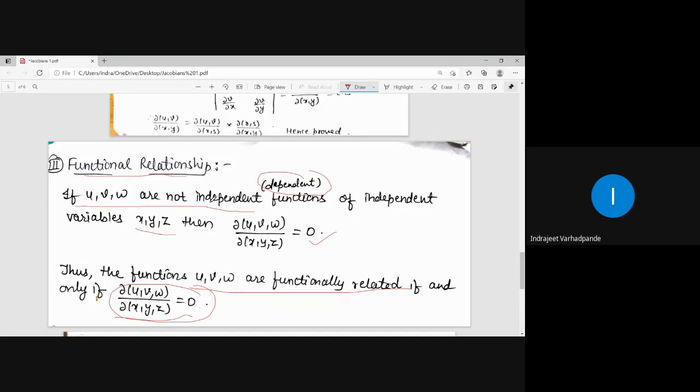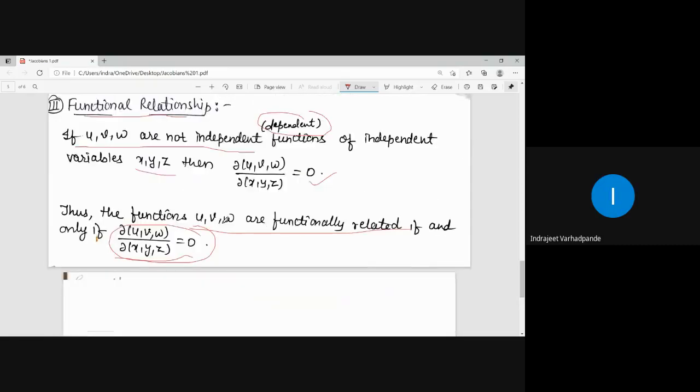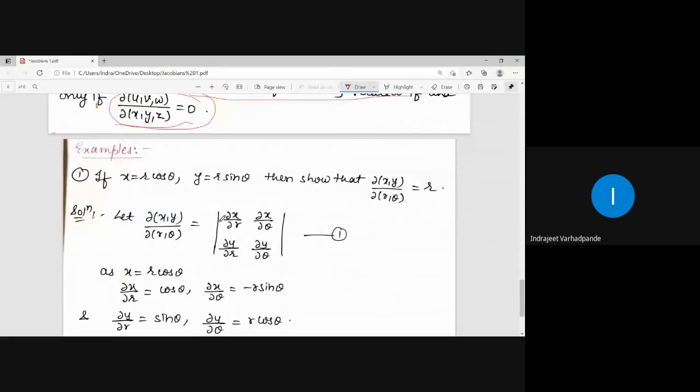Finished up to this? So one example for the Jacobian, how it works or how it is to be calculated. If x is equal to r cos theta, y is equal to r sin theta, then show that del of x, y upon del of r, theta is equal to r.